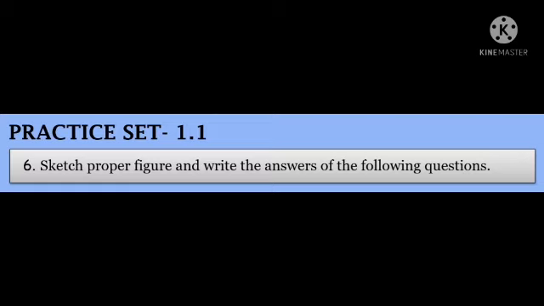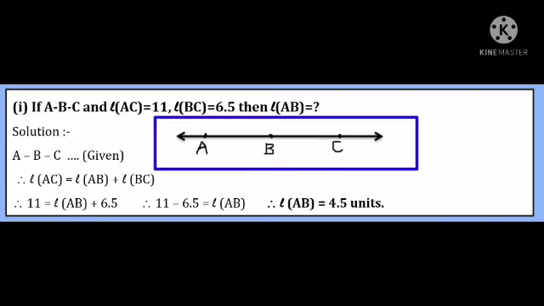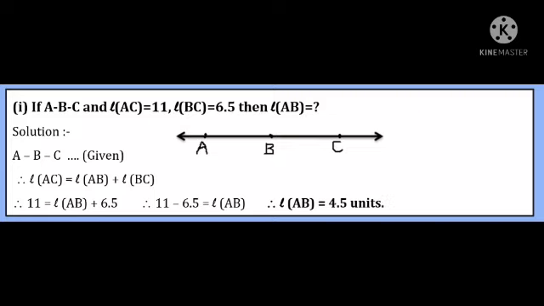Question number 6. Sketch proper figure and write the answers of the following questions. Question number 1. They have given A-B-C and length of AC is equal to 11, length of BC is equal to 6.5, then length of AB is equal to question mark. Now, first we draw the figure. Look at the figure. Now, length of AC is equal to how much is given? 11.